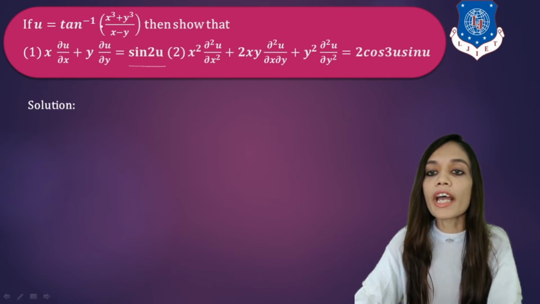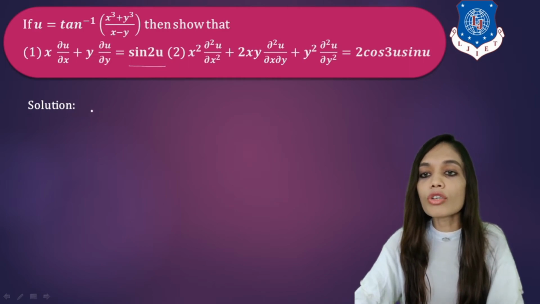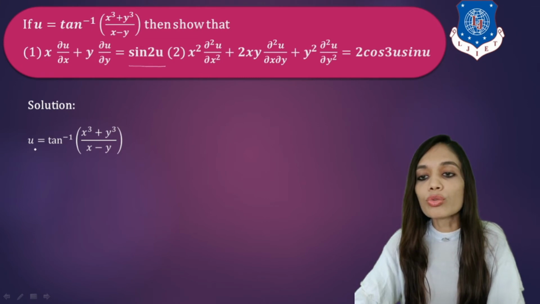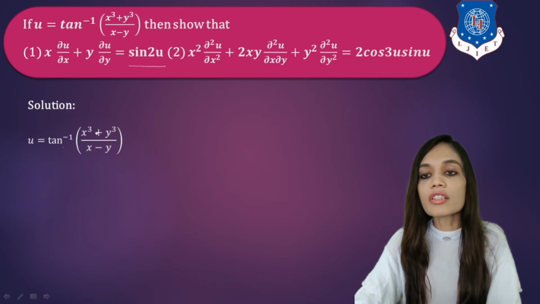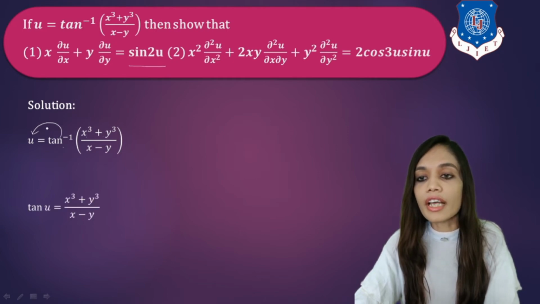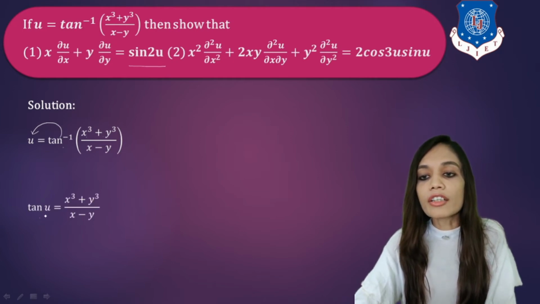So we have to apply modified Euler's theorem. So let's begin with its solution. Here you are given u is equal to tan inverse of x cube plus y cube upon x minus y. Firstly take this on this side. So you will get tan u as x cube plus y cube upon x minus y. So define v as x cube plus y cube upon x minus y.